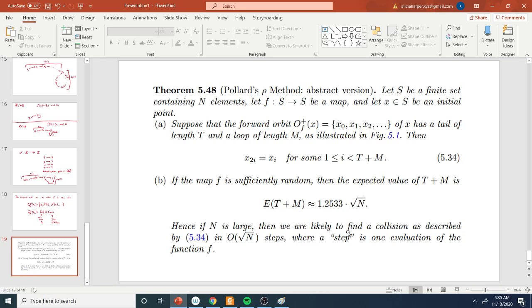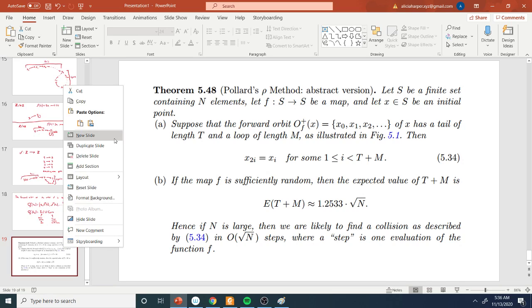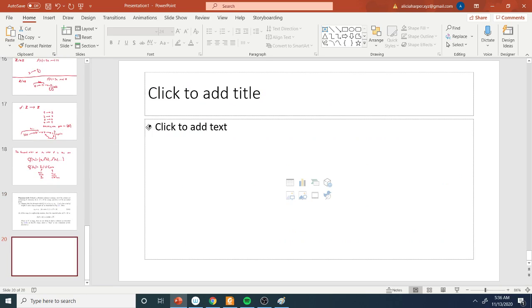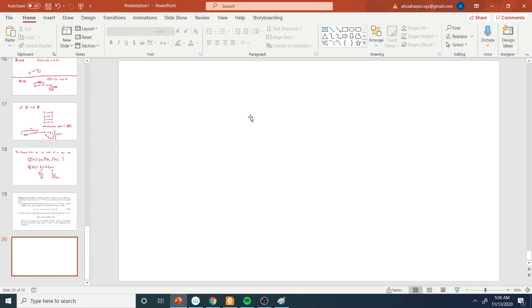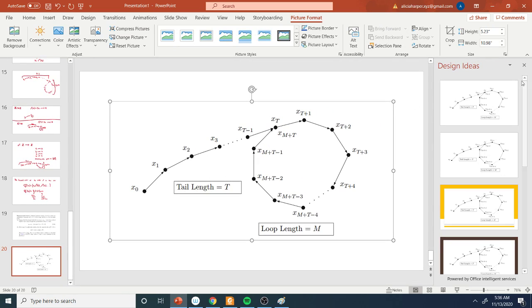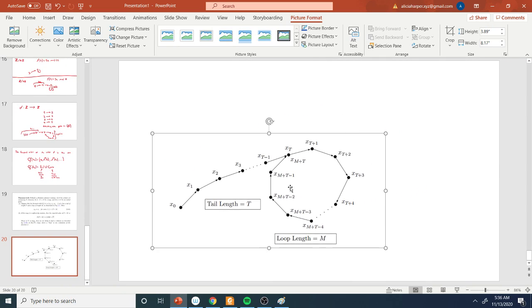But the real amazing thing is that you don't actually have to keep track of the entire orbit. All you have to store in memory, if you are implementing something based on Pollard's rho method on a computer, is x sub 2i and x sub i, and you keep doing it until you find a collision. So in fact, you could do this with almost no memory at all, which is the real advantage to it. So let's start by proving part A, and then we will look towards a proof of part B. So here's the figure that the book quotes.